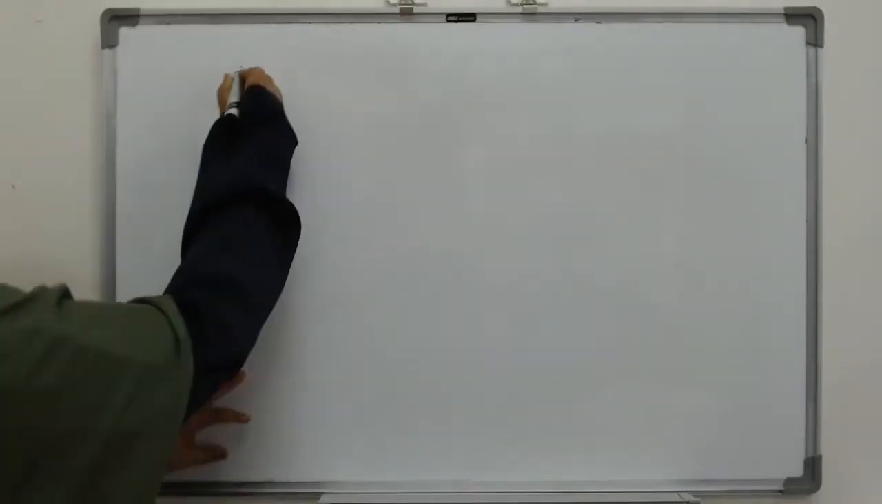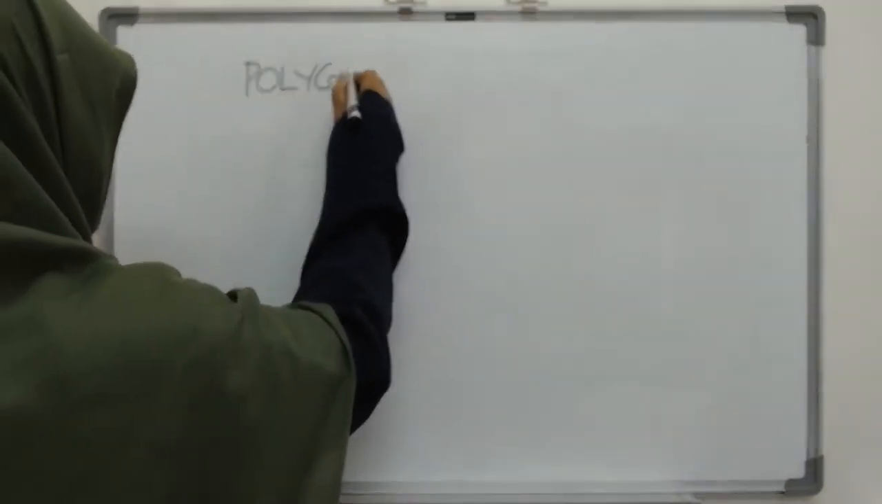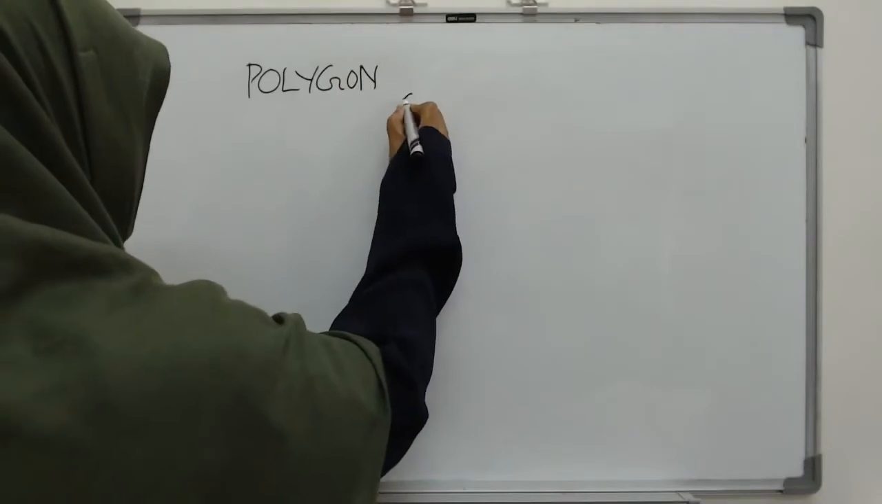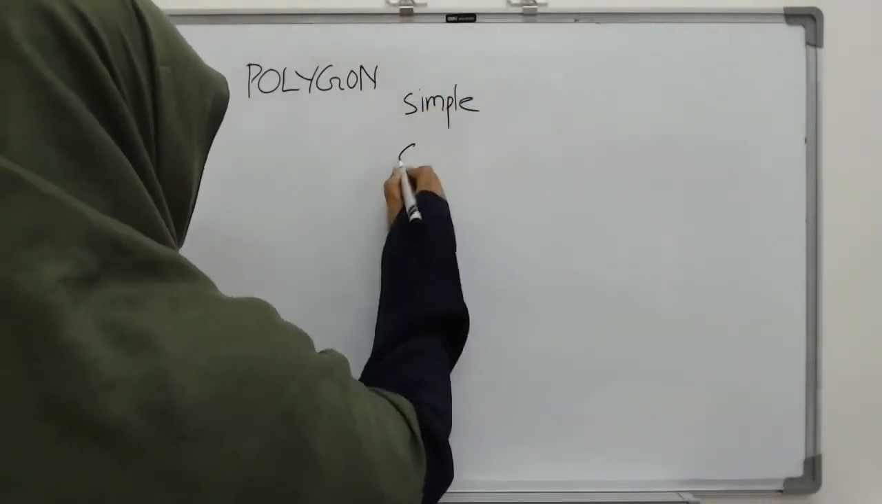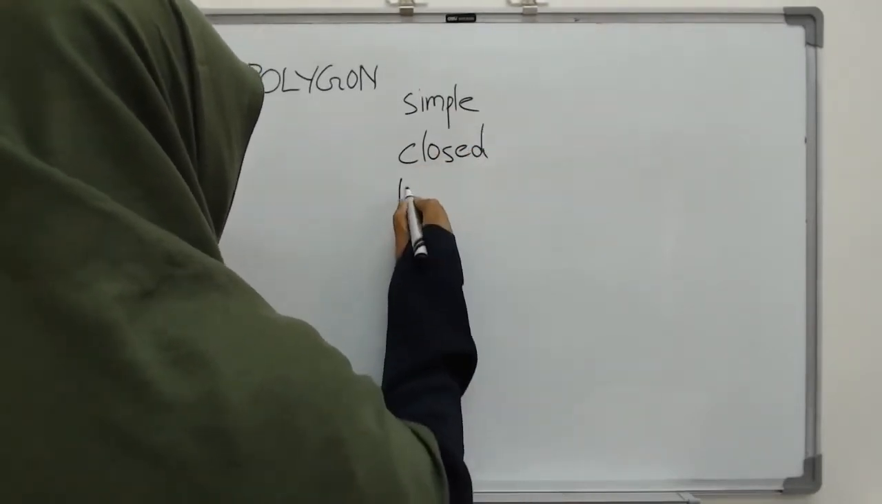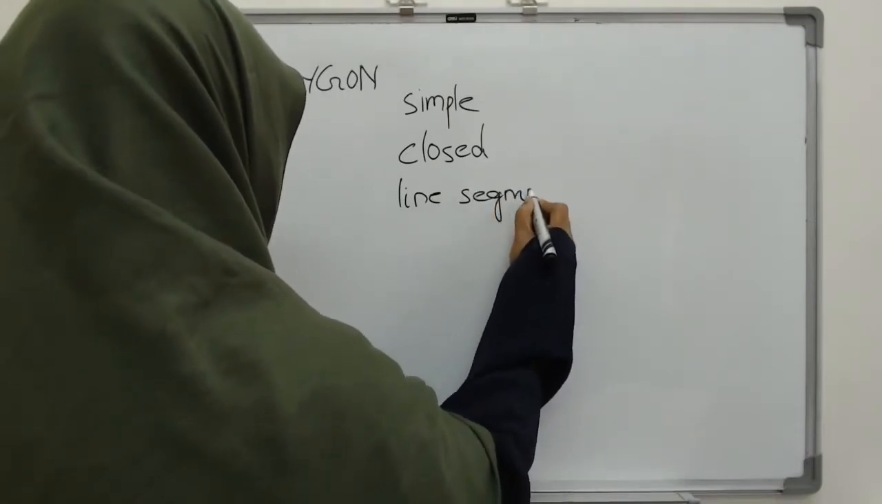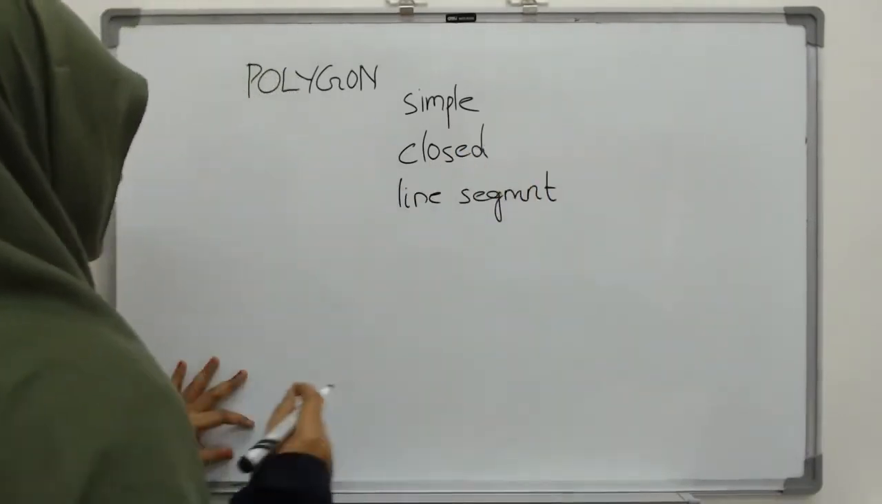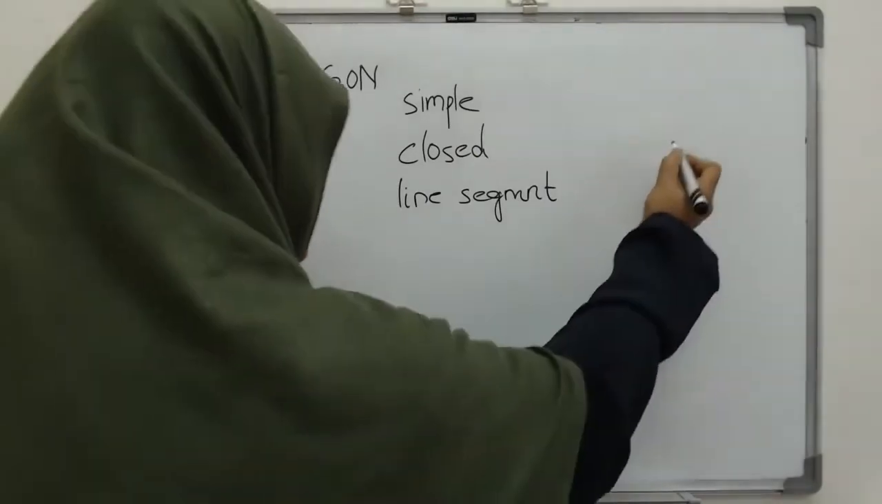In this class, let us study about polygons. Polygon is a figure which is simple, closed and made up of line segments. Now what do we mean by the term simple? Any figure is said to be simple if its sides do not intersect or cross themselves.